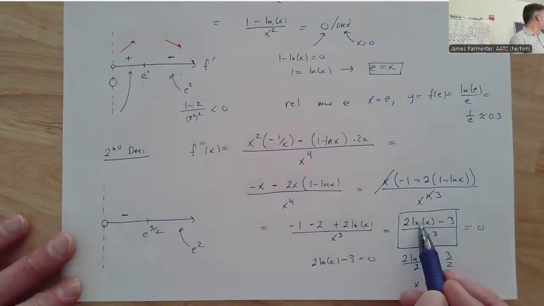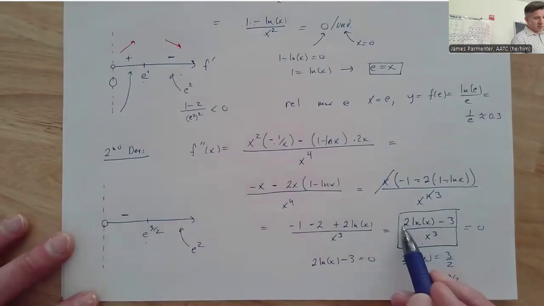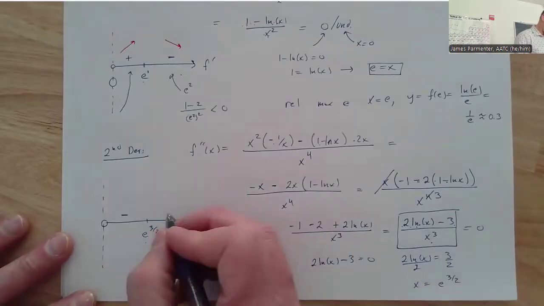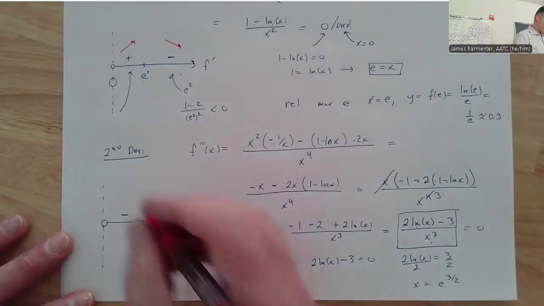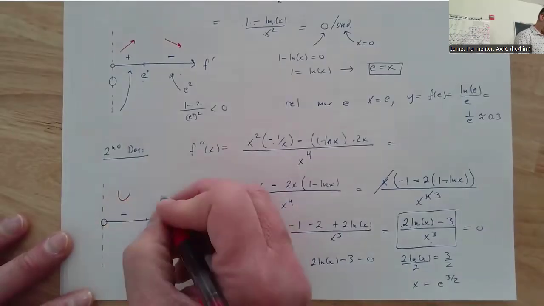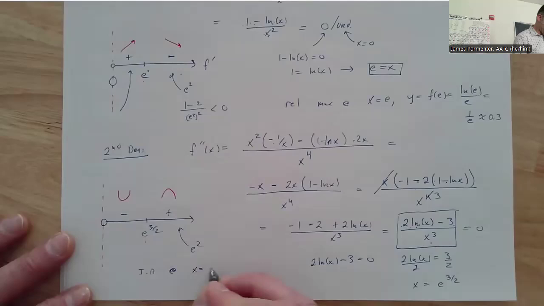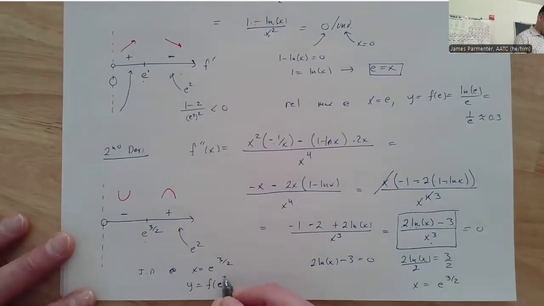Picking something larger than e to the 3 halves, like e squared, by plugging in e squared, the natural log of e squared is 2, 2 times 2 is 4, 4 minus 3 is positive. The bottom is positive. The whole thing is positive. So it's concave up, then concave down. We have an inflection point at x equal to e to the 3 halves, y equal to f of e to the 3 halves.